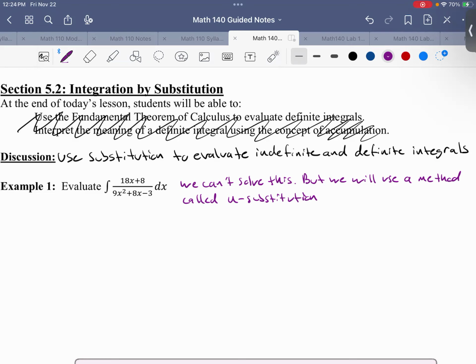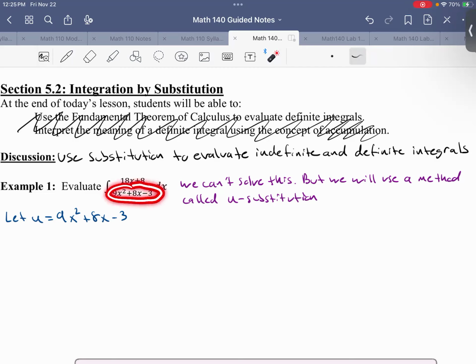So the first thing we're going to do is identify a u within this integral. So what I'm going to do for this problem is let u equal 9x squared plus 8x minus 3. So I'm making u equal this denominator in the integral. And then what I'm going to do next is take the derivative of u. So du would be 18x plus 8.